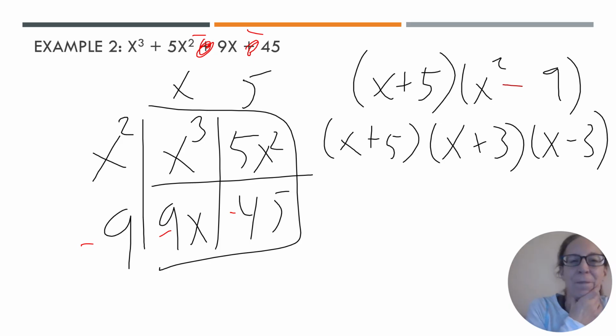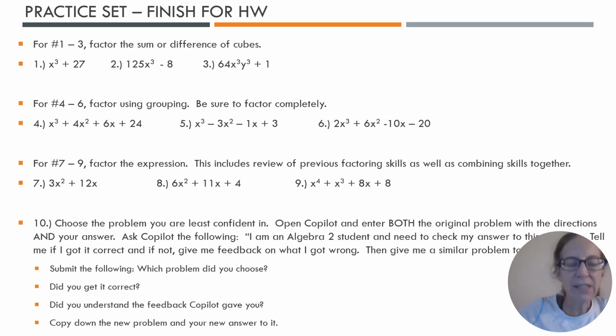All right. So now that brings us to the assignment. Everybody's favorite part. So here's the assignment. For numbers 1 through 3, factor the sum or difference of cubes. So that is your soap sandwich. And as you're doing that, try to think about what those problems should look like.